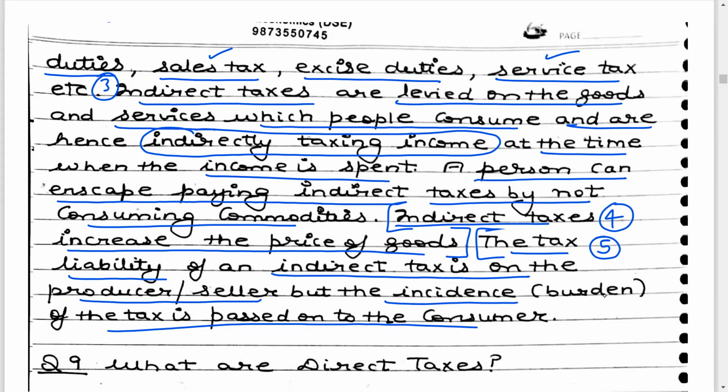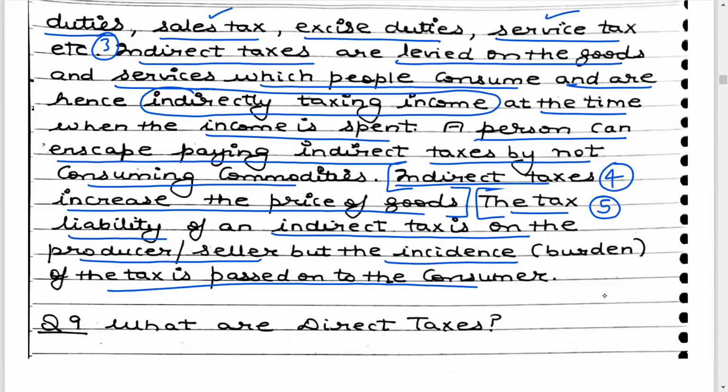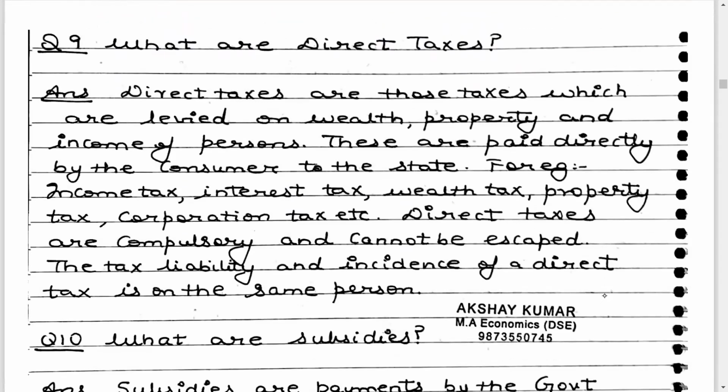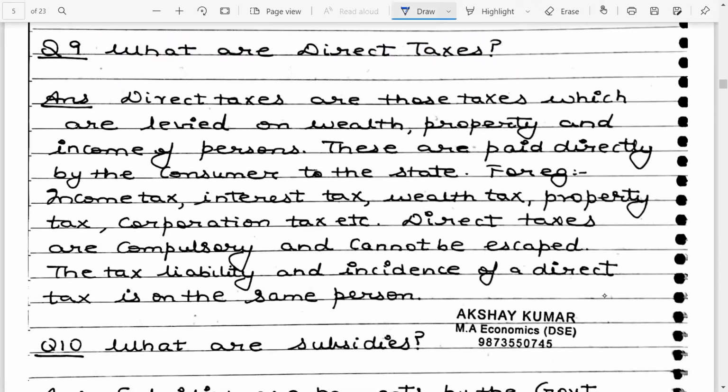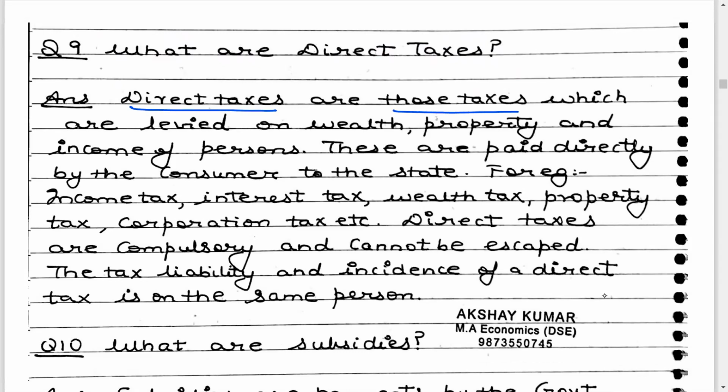Okay, moving forward to the next question. What are meant by direct taxes? Now, if you have understood indirect taxes, direct taxes are very easy to understand. So direct taxes are those taxes which are directly levied on the wealth, property, and income of people. So now, guys, direct taxes are taxes which are directly taxing your income. Remember, indirect taxes were taxing your income indirectly in the form of higher consumption expenditures. But direct taxes are going to directly tax your income, your wealth, or your property.